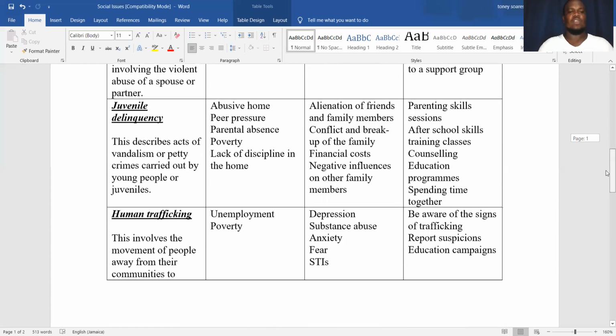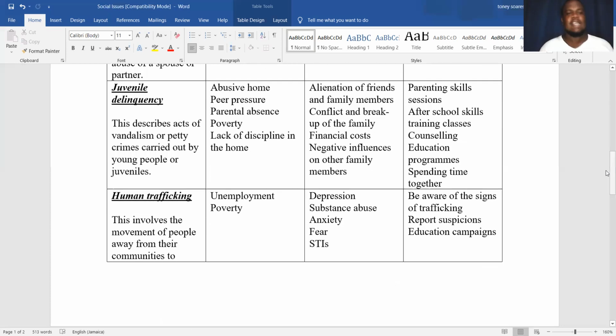Next social issue is juvenile delinquency, right? This describes acts of vandalism or petty crimes carried out by young people or juveniles. Another definition for juvenile delinquency is when persons under the age of 18 engage in negative social activity. That's also a very good definition for juvenile delinquency.